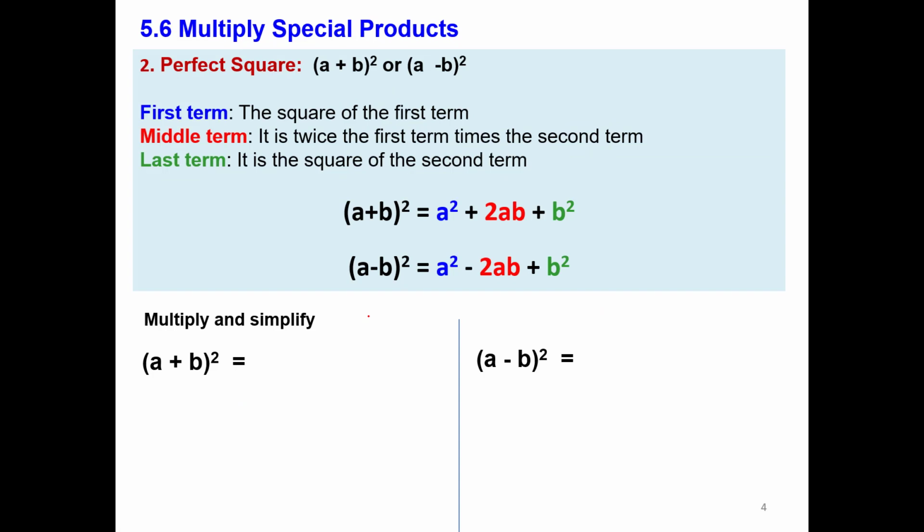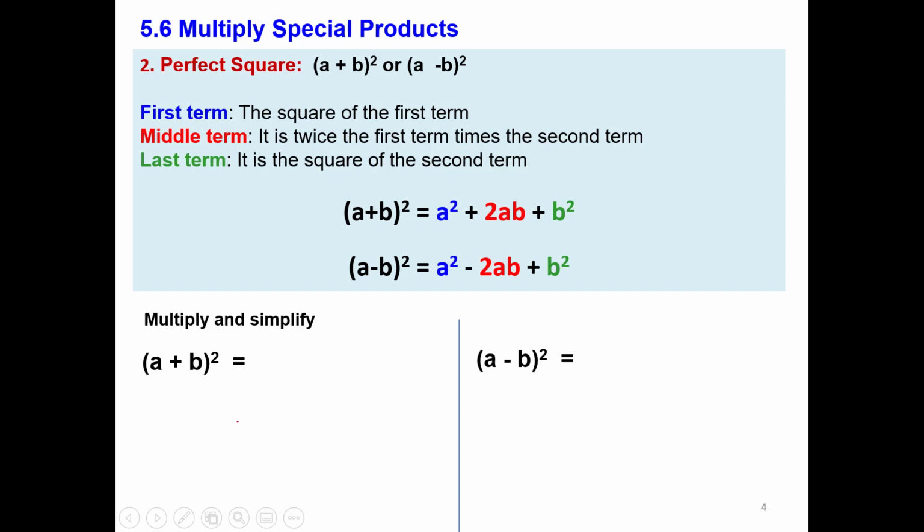The second special product we have is the perfect square. And the perfect square is some term like a plus b squared or a minus b squared. Then we will do the same to find the rule. First, let's multiply in the way we know, and then we will try to find the rule. We will try to find the solution for this perfect square by applying the FOIL method. Then a plus b squared.